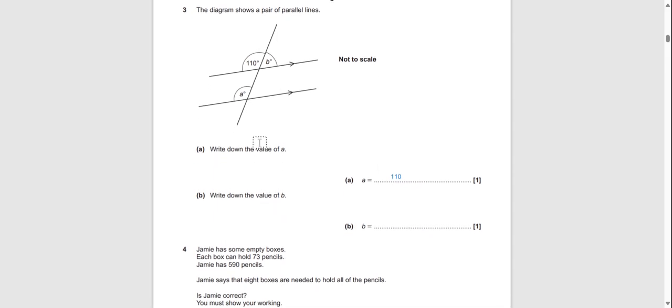The value of B, well, B is an angle at a point on a straight line. 110 is already there. 110 taken from 180, because 180 is a straight line, is 70 degrees. So we know that B is 70 degrees.